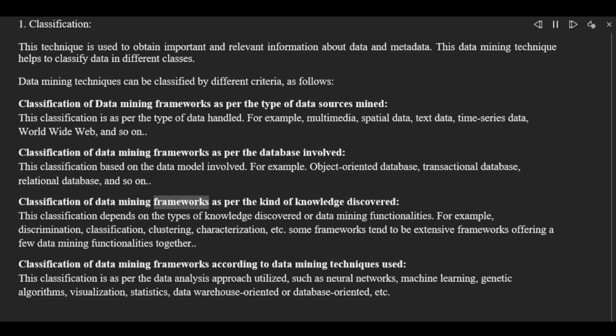Classification of data mining frameworks as per the kind of knowledge discovered. This classification depends on the types of knowledge discovered or data mining functionalities. For example, discrimination, classification, clustering, characterization, etc. Some frameworks tend to be extensive frameworks offering a few data mining functionalities together. Classification of data mining frameworks according to data mining techniques used. This classification is as per the data analysis approach utilized, such as neural networks, machine learning, genetic algorithms, visualization, statistics, data warehouse-oriented or database-oriented, etc.